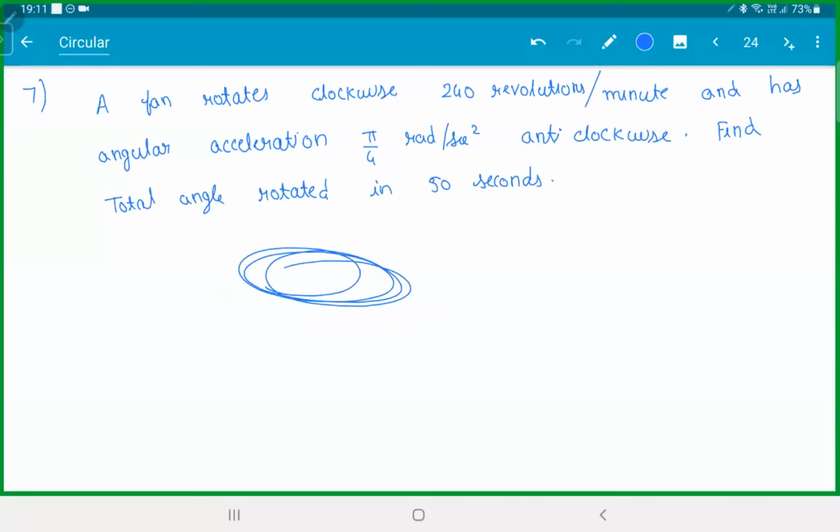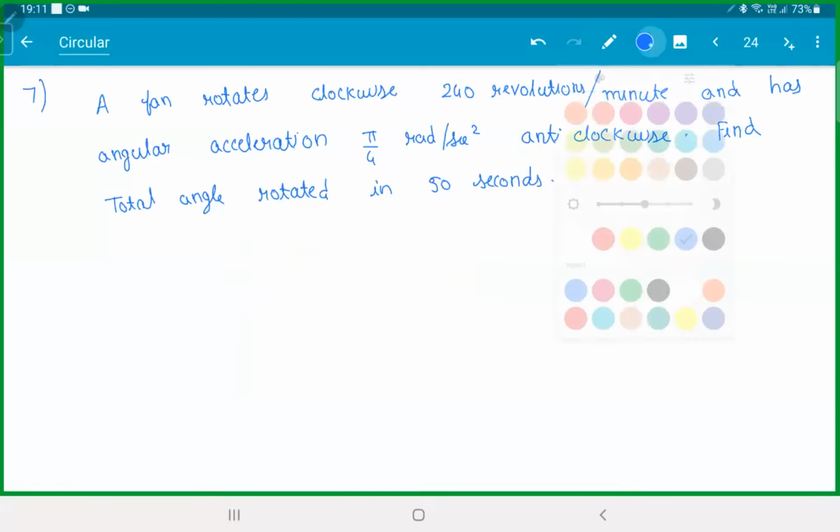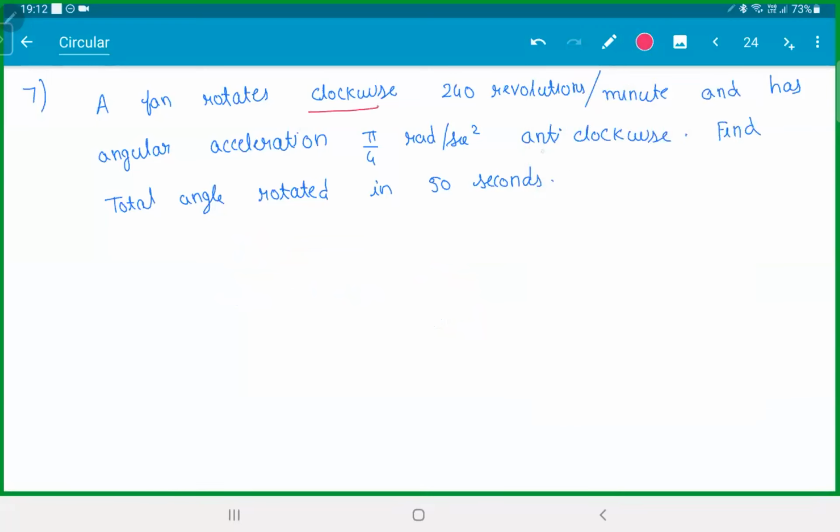Never did this. You all are good people, right? To learn physics, you need to be bad sometimes. So you can try this after the class. You take a broom and rotate the fan in the opposite direction, and if you switch it on, first the fan will slow down and stop, and then will rotate in the opposite direction. I hope you're getting how the scenario looks. So we have a fan which is rotating clockwise, but acceleration is anti-clockwise. So the fan slows down and rotates in the opposite direction. Find the total angle rotated in 50 seconds. Get this.